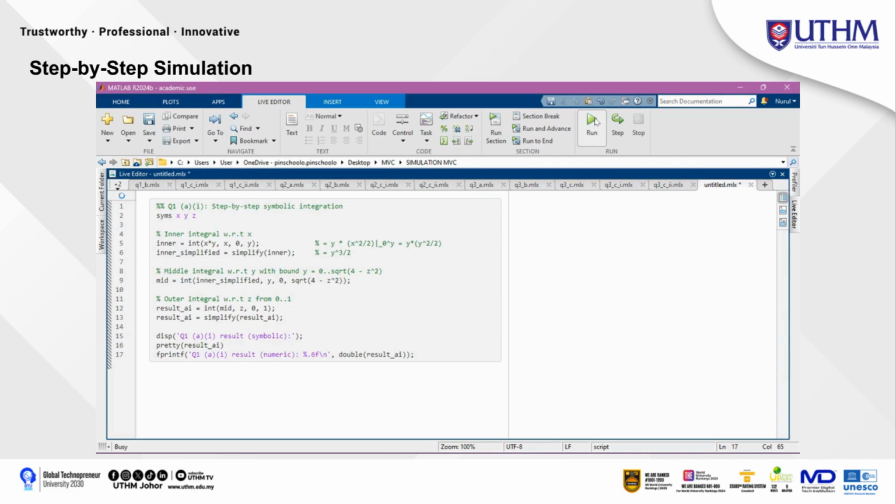So let me run first. After run, we got the answer, which is 20203 over 120 in the symbolic result, and then the numeric result we got 1.69166667. So that's all for me, and thank you.